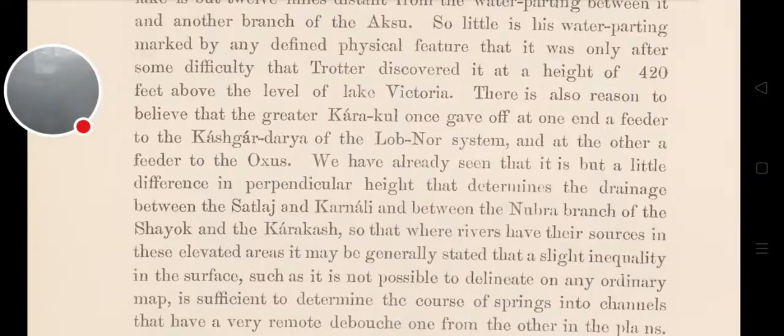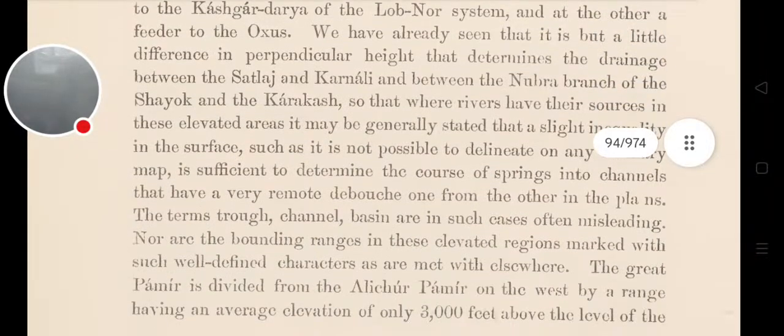We have already seen that it is but a little difference in perpendicular height that determines the drainage between the Sutlej and Karnali and between the Nubra branch of the Shayok and the Karakash, so that where rivers have their sources in these elevated areas, it may be generally stated that a slight inequality in the surface, such as it is not possible to delineate on any ordinary map, is sufficient to determine the course of springs into channels that have a very remote debouch one from the other in the plains.